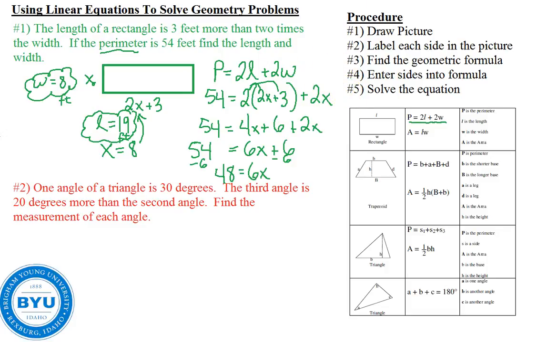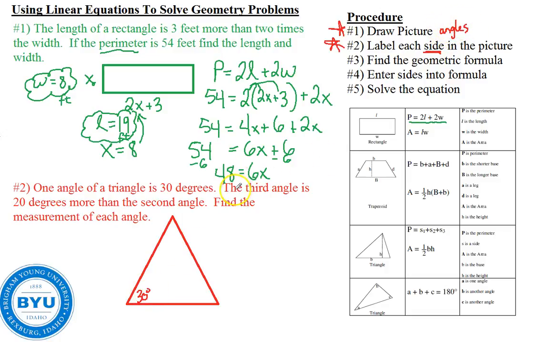Okay, let's start with step number 1. Draw a picture. I need a triangle. There it is. It says one angle is 30 degrees. Oh, that's easy. I'm just going to write that in there. So again, we're labeling each side. In this case, we're labeling angles. They didn't give us any information about the sides.